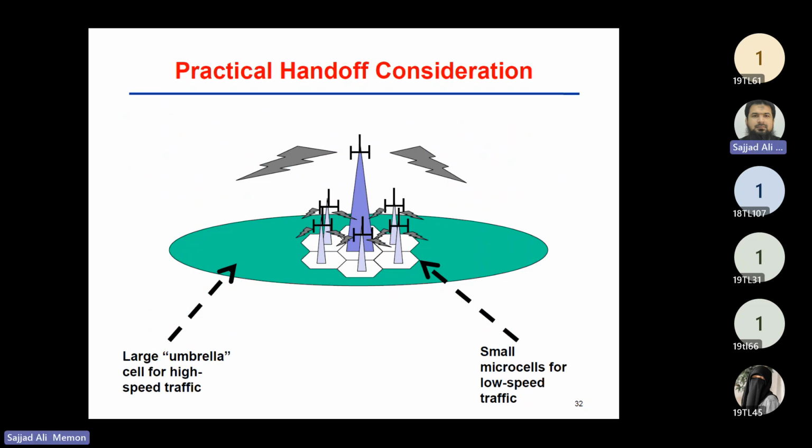So this is how it can happen. You can see a few base stations. They are not that high. One base station is too high. Small cells are the little cells in height. They are called small cells for low speed traffic, and large umbrella cells for high speed traffic.